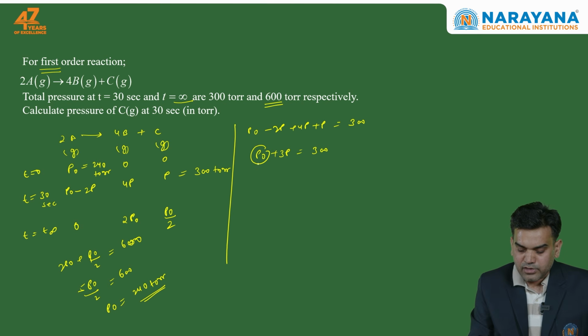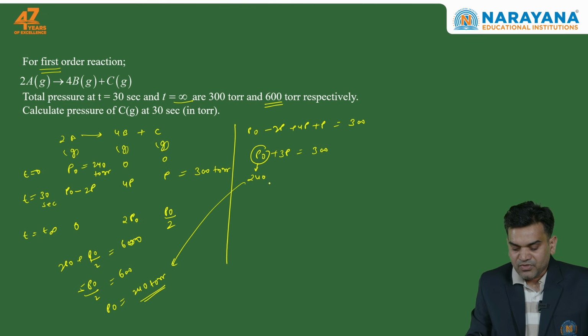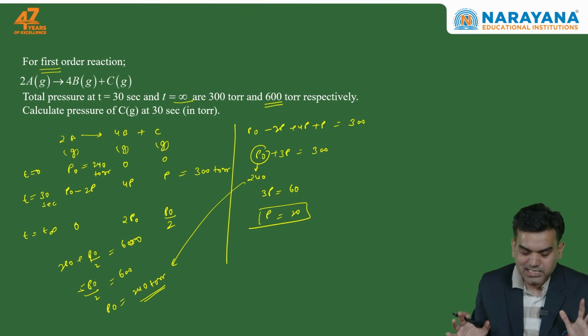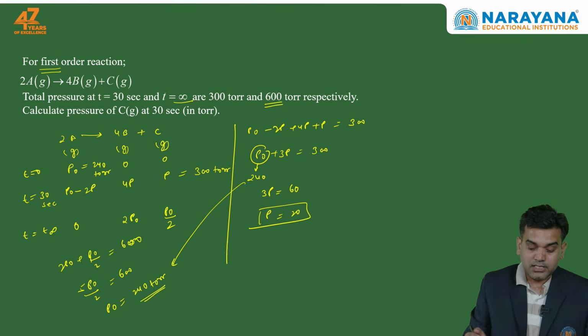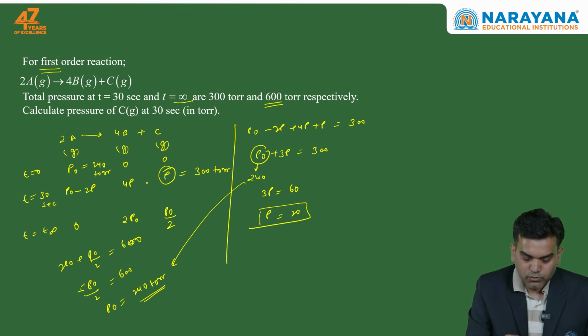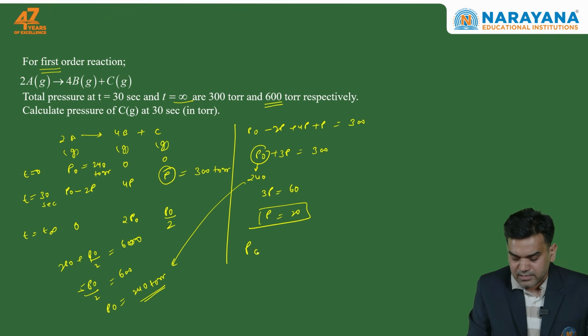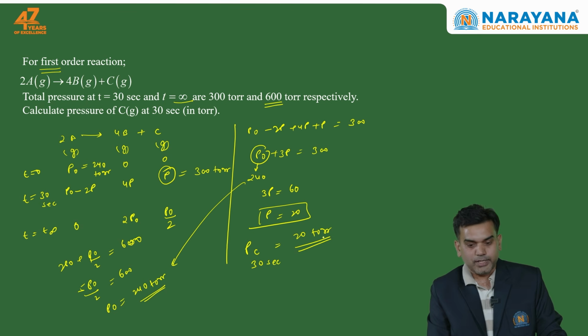We already have calculated the value of P naught, that was equal to 240. This we have calculated over here. So the value of 3P will be equal to 60 and the value of P will be equal to 20. So what we had to find out? We had to find out the pressure of gas C at T is equal to 30 seconds, and this should be equal to P, and the value of P is equal to 20. So the pressure of gas C at 30 seconds should be equal to 20 torr. In torr they are asking, so the answer should be 20.